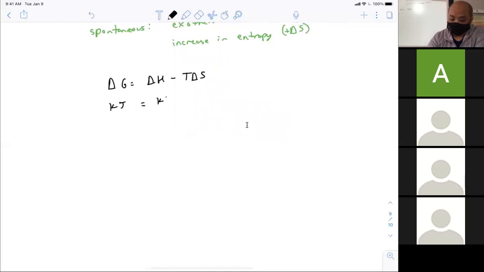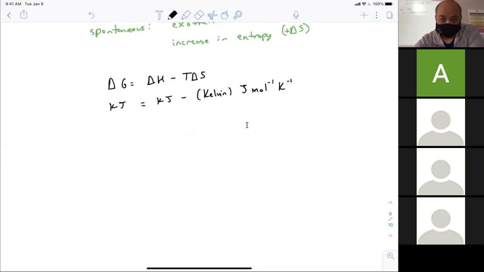Delta H is in kilojoules. Temperature is in Kelvin. But S is in joules per mole per Kelvin usually. So again, paying attention to units is really important here. And the IB is going to make sure that you are paying attention to units and aren't just blindly putting in values in here. Okay.